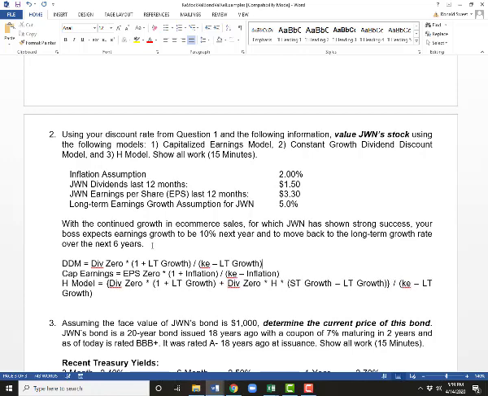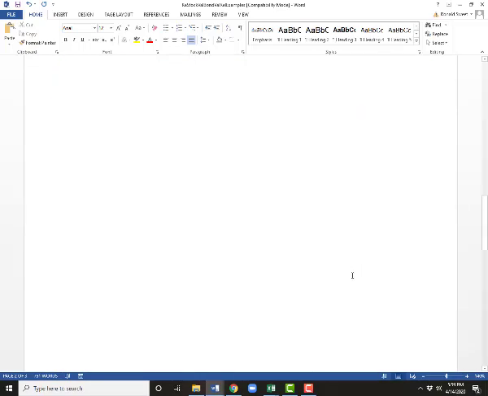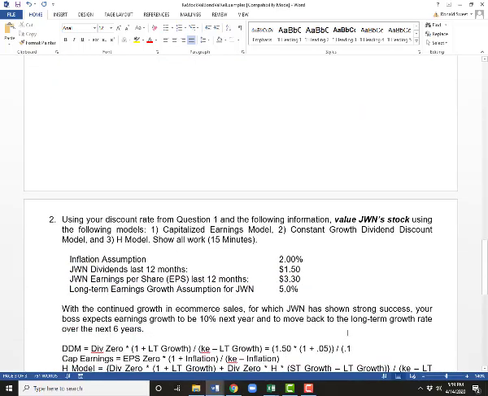So we've got all our numbers here, so let's look. Dividend 0, that's given. Dividends last 12 months, it's $1.50 times 1 plus long-term growth. Their long-term growth is 5%, it's given right there, so 1 plus 0.05. We're going to take all of that and divide it by the discount rate, 0.1. Remember, we did that in the previous problem. Minus the long-term growth, minus 0.05. And when you do all of that, you should get $31.50.